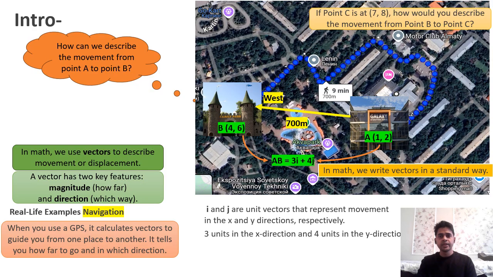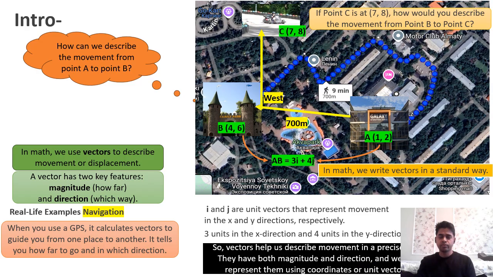That's so simple. Now if I ask you one question: if I have a point C, which is the go-kart you can see in the top left corner, how would you describe the movement from point B to C, as we have described point A to B? That's the question. I will come back to this question at the end of this lesson.